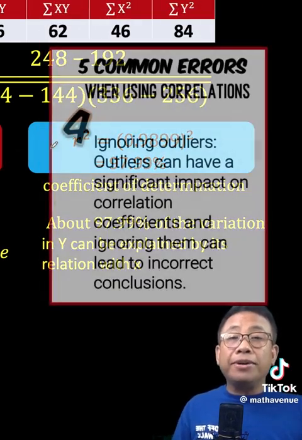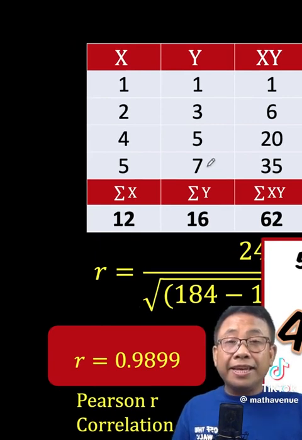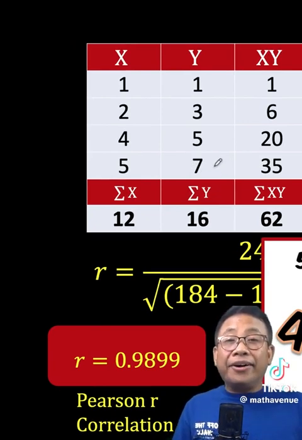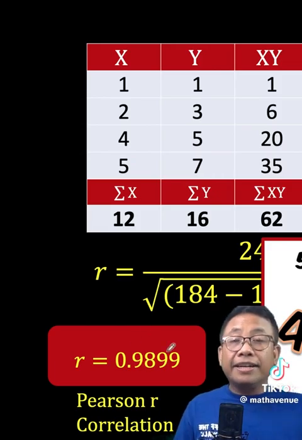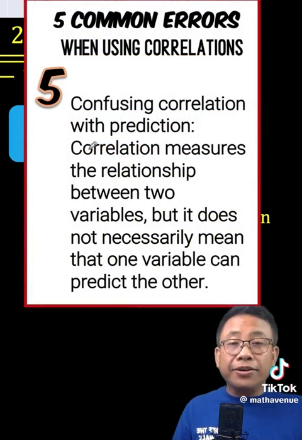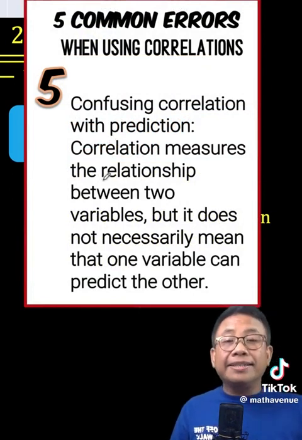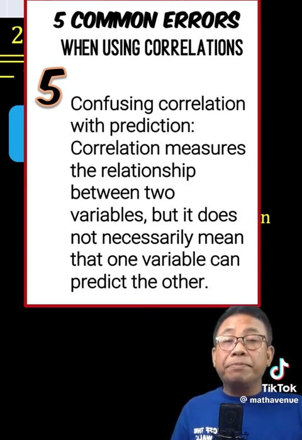Now, the fourth common error is ignoring the outlier. For example, in our data, if this 70 happens to be like 7 million or 700 or 7,000 or any big number, that number is the outlier, and that outlier can significantly increase the value of Pearson R. And another common error here is confusing correlation with prediction. Correlation is the measure of relationship between two variables, but it does not necessarily mean that one variable can predict the other. This is a measure of association.